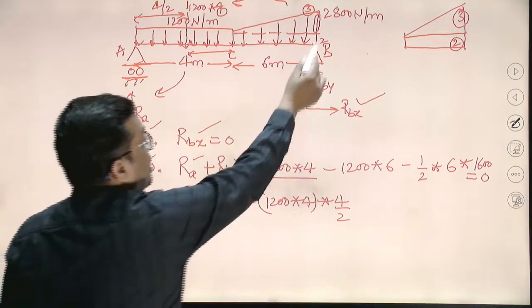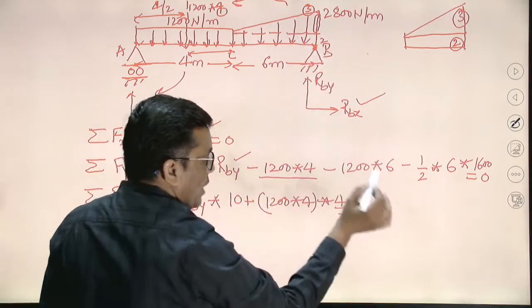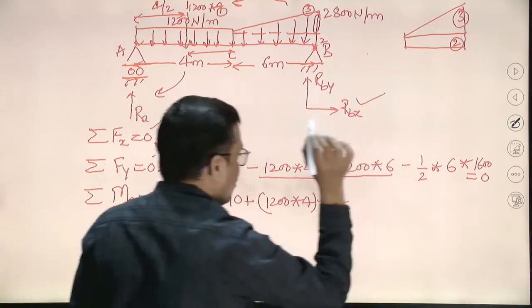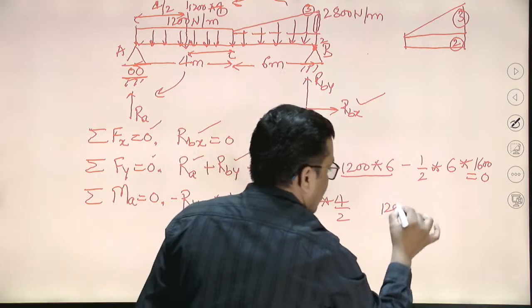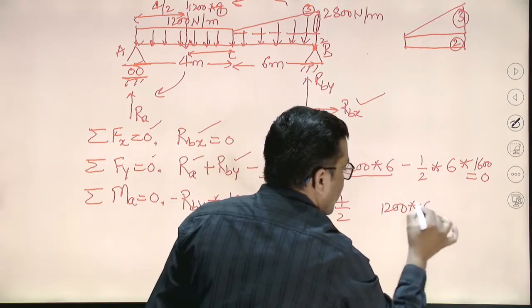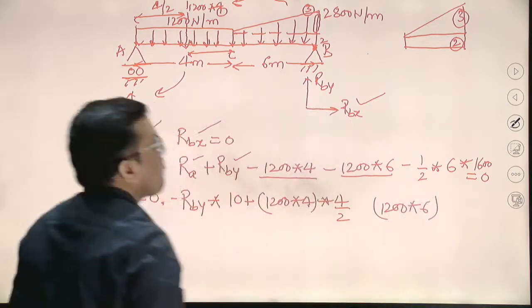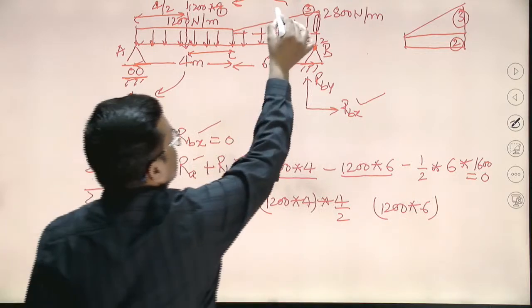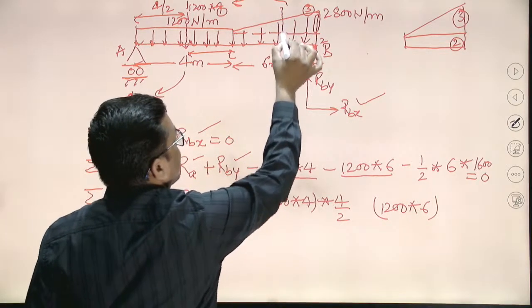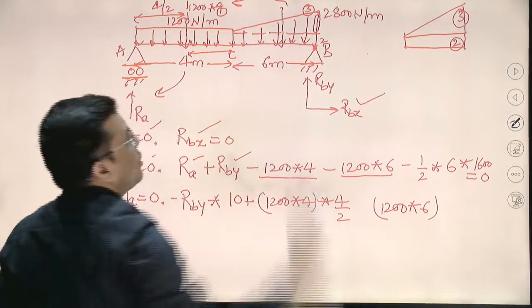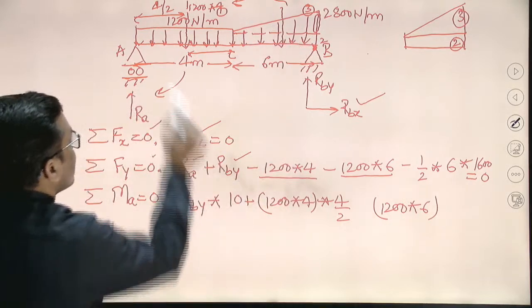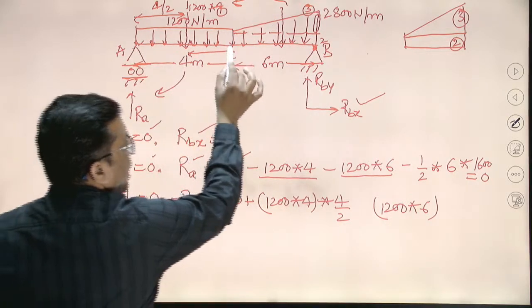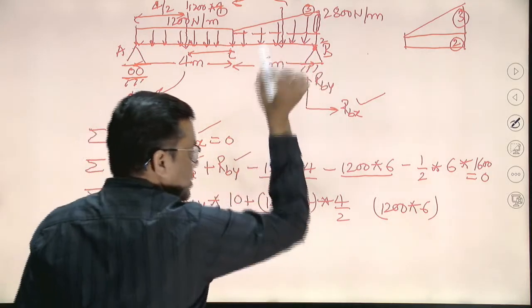Now I am coming to the second UDL. Okay. Second UDL क्या लिया है मैंने? 1200 into 6. इसको मैं यहाँ शो कर देता हूँ. This is UDL. 1200 into 6. How far it is? 4 plus midpoint of 6.